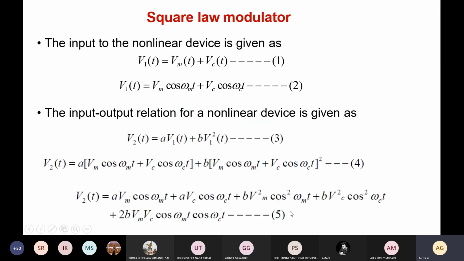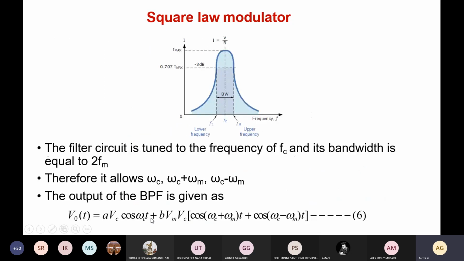Here we are going to have 2b. If you expand with the trigonometric identity, the 1 by 2 and the 2 will cancel. So finally this is the output equation, which is of the standard form.